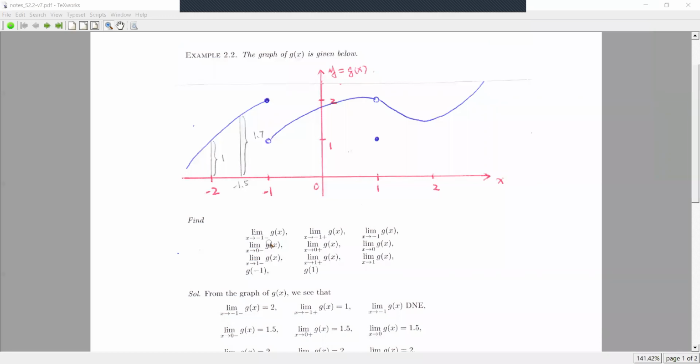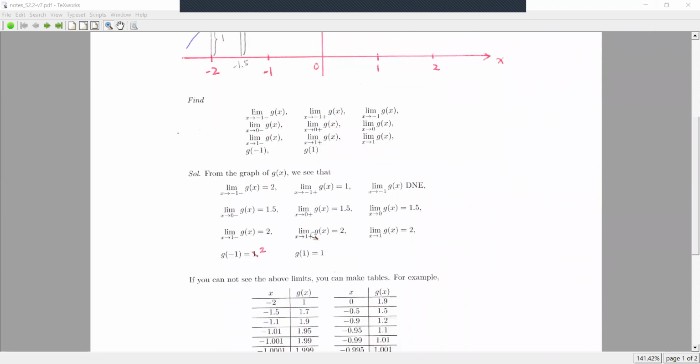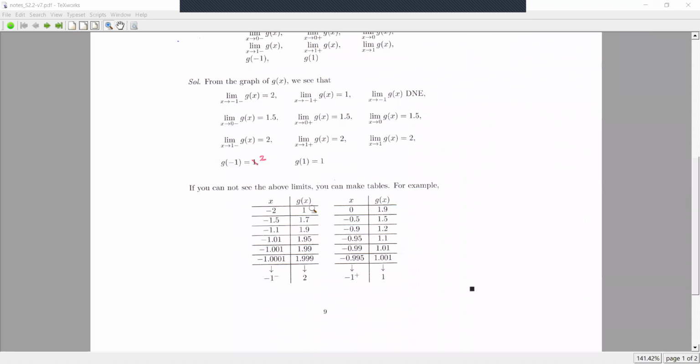Just like the previous examples, we can use tables to find these 2 limits. Here, I have made 2 tables. In this table, I let x approach -1 from the left side by taking on these points. Now, to find function values at these points, I need to go back to the graph of the function.